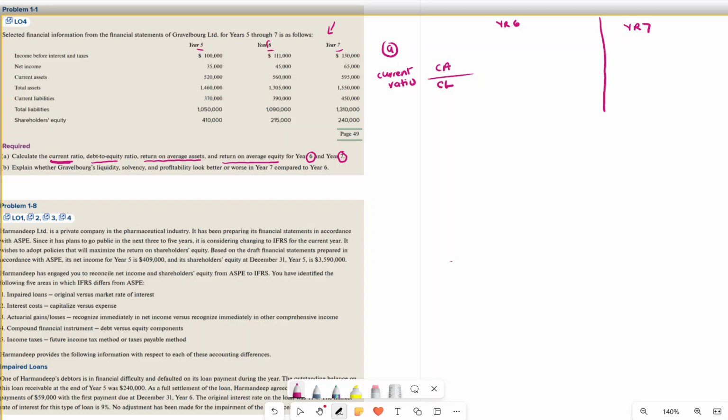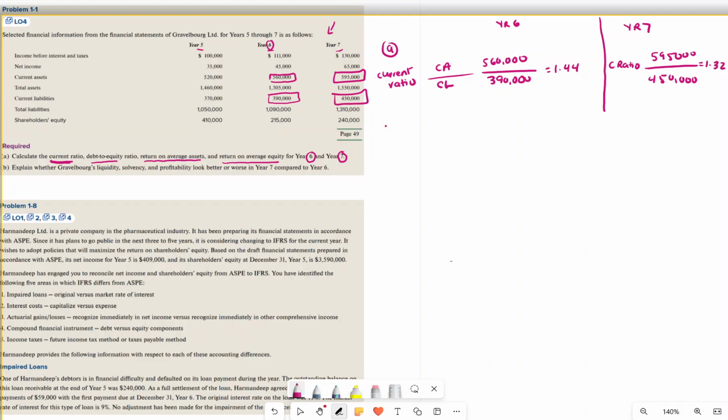So if we're doing year 6, my current assets are 560,000 and my current liability is 390. So my top number is 560,000, my bottom number is 390,000. Going forward to the year 7, I'm going to calculate current ratio. The top number is 595, my bottom number is 450,000. Here I'm going to get 1.44 and we are going to get 1.32. So that's my first ratio.